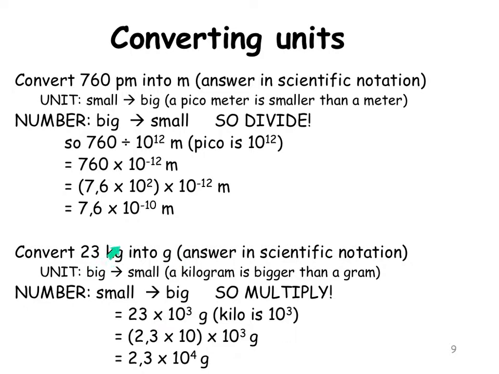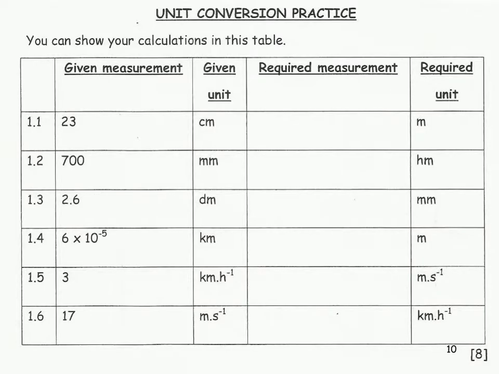1 kilogram is big compared to 1 gram. So it's big to small. I multiply the number because I have to go the number from small to big. What is kilo? Kilos times 10 to the 3, so I multiply that up. If I punch it into my calculator, I get 2,3 times 10 to the 4. We can try and work through these ones over here in the same way. You can do your working, press pause, and then take a look at the answers.